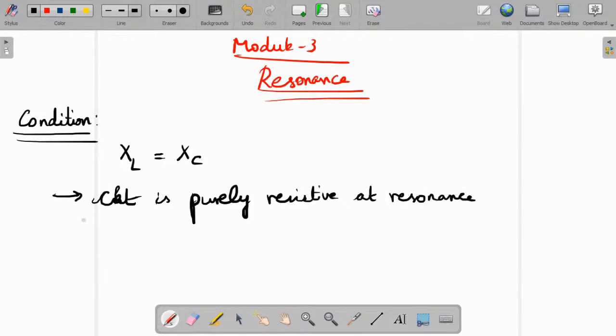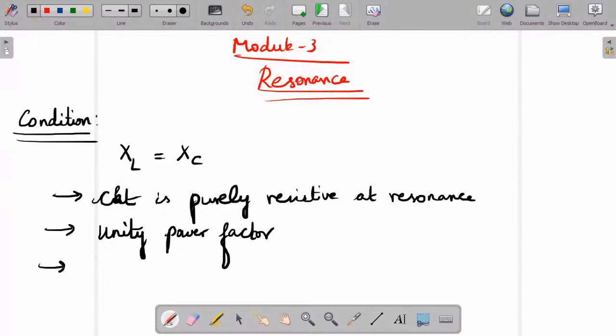Okay, so what else will there be? Power factor. We have unity power factor at resonance, because in a purely resistive circuit we saw that it is unity power factor. So it is going to have unity power factor.